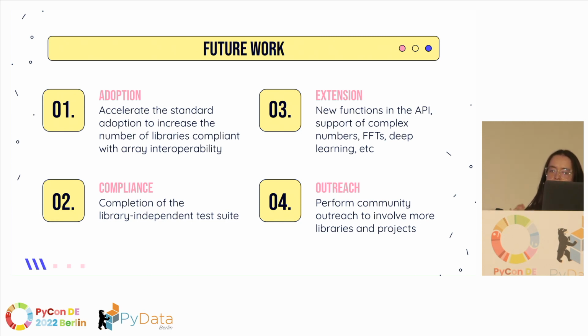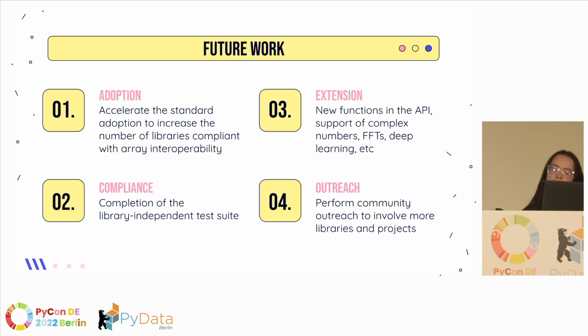Then we have the extension. This array API is more like a living organism. It is not static. It is constantly evolving, and it's constantly adding new functionality, modifying some things. So basically, what we want to do this following year is to add new functions in the API, like complex number support, FFT support, or even a deep learning module.